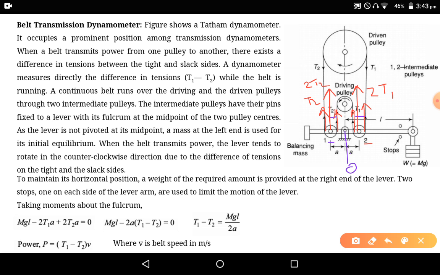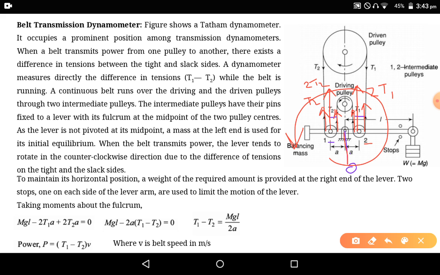So these two pulleys are now connected with a lever, and this lever will try to rotate about the fulcrum, and the way it will rotate will be like this. Since T1 is more than T2, the net force will be 2T1 minus 2T2, so 2 times (T1 minus T2) will be the force which will try to rotate this lever about the fulcrum O.